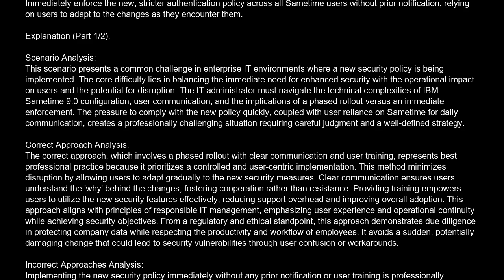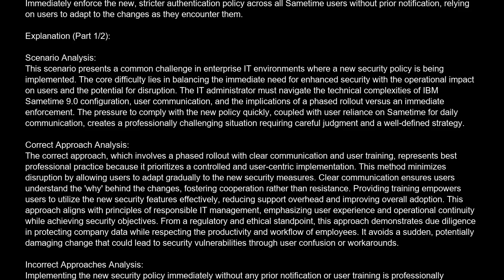Explanation. Scenario analysis. This scenario presents a common challenge in enterprise IT environments where a new security policy is being implemented. The core difficulty lies in balancing the immediate need for enhanced security with the operational impact on users and the potential for disruption. The IT administrator must navigate the technical complexities of IBM Sametime 9.0 configuration, user communication, and the implications of a phased rollout versus an immediate enforcement. The pressure to comply with the new policy quickly, coupled with user reliance on Sametime for daily communication, creates a professionally challenging situation requiring careful judgment and a well-defined strategy.